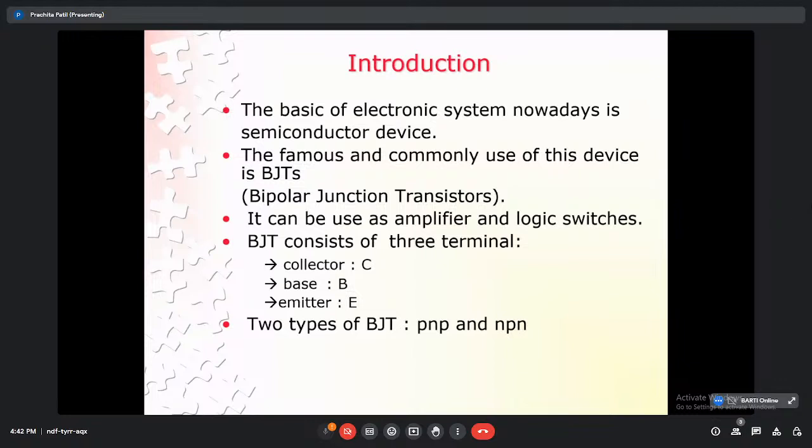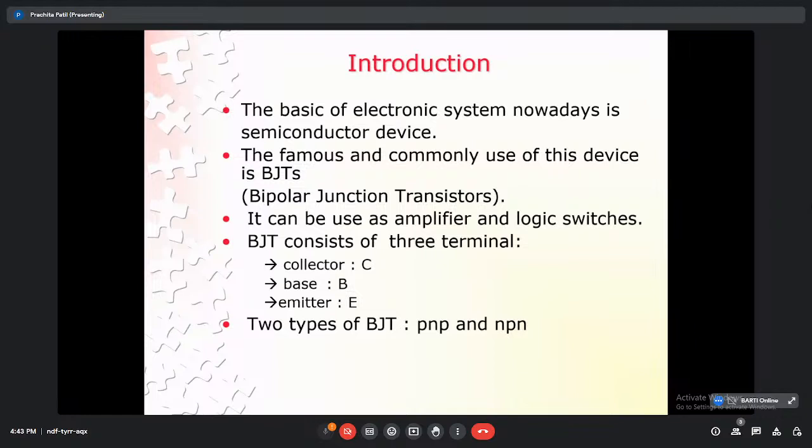And again, not only for the process of amplification, but for switching and other applications also, the transistor can play a very vital role. That is why the transistor can be considered a versatile device in electronic systems. It can be used as an amplifier and as a logic switch. In the process of switching, if you want to switch from one circuitry to another, then the transistor can be used for that purpose.